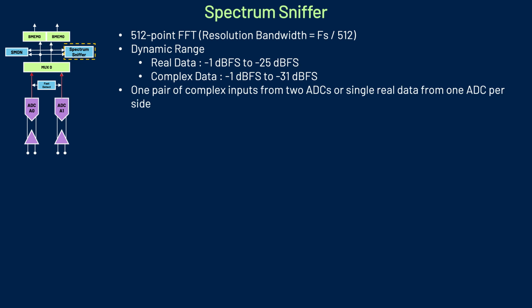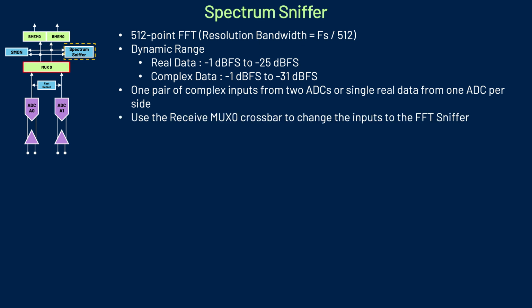It has a dynamic range of -1 to -25 dBFS for real data, and -1 to -31 dBFS for complex data. One pair of complex inputs from two ADCs or single real data from one ADC can be fed to each FFT sniffer instance per AB side. The MxFE crossbar is used to route the desired inputs to the sniffer. Any ADC can be fed in.